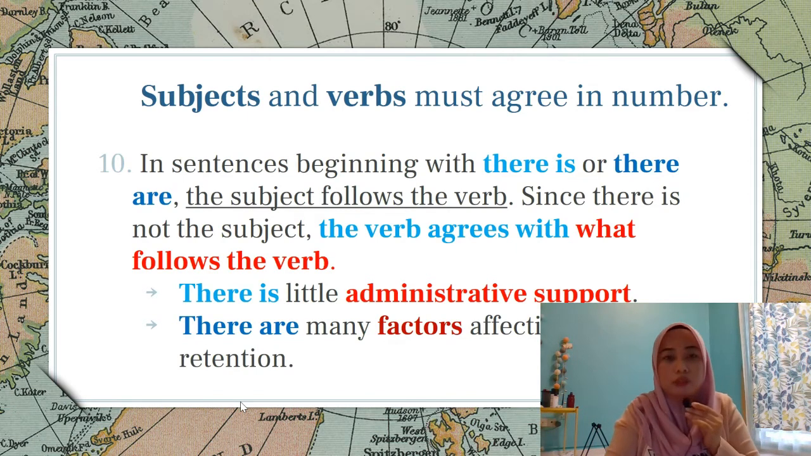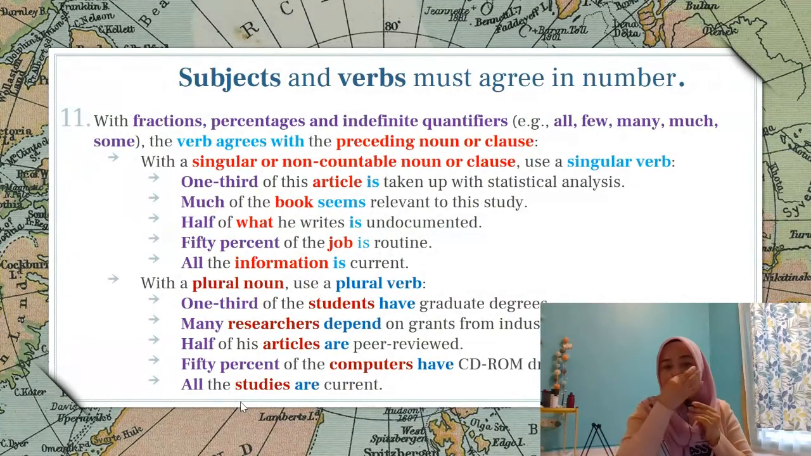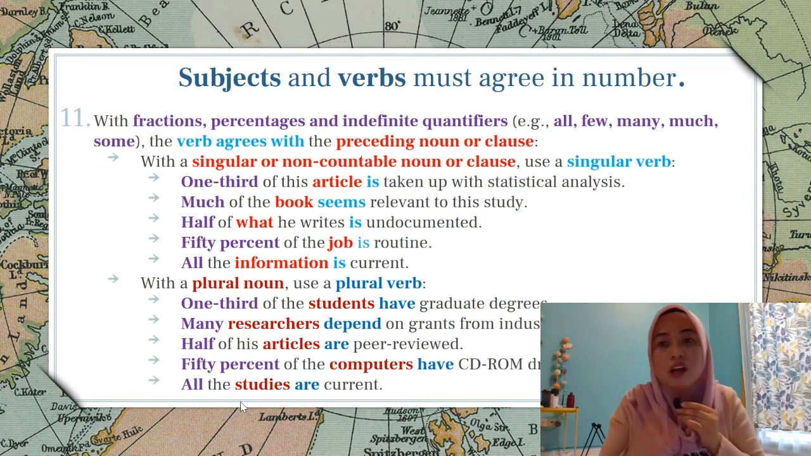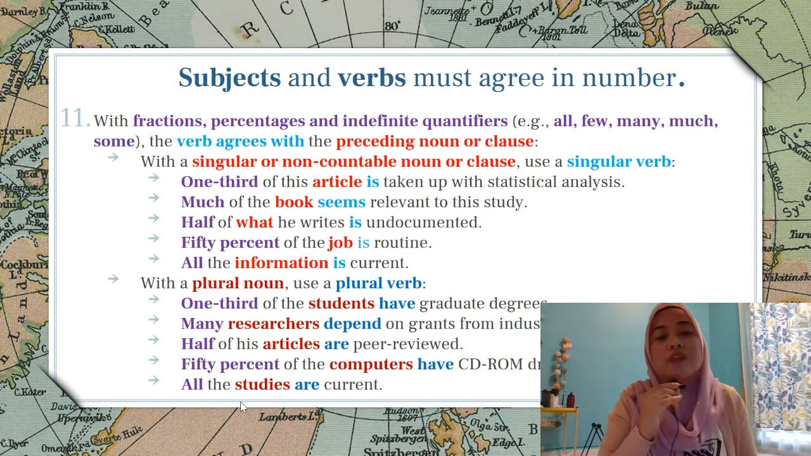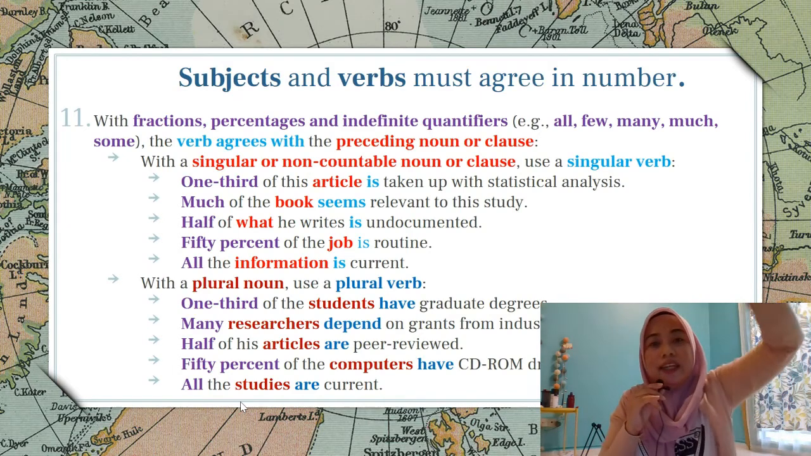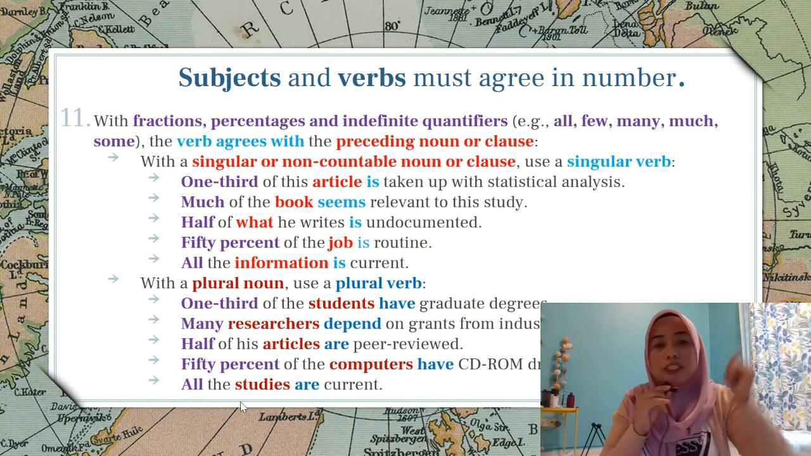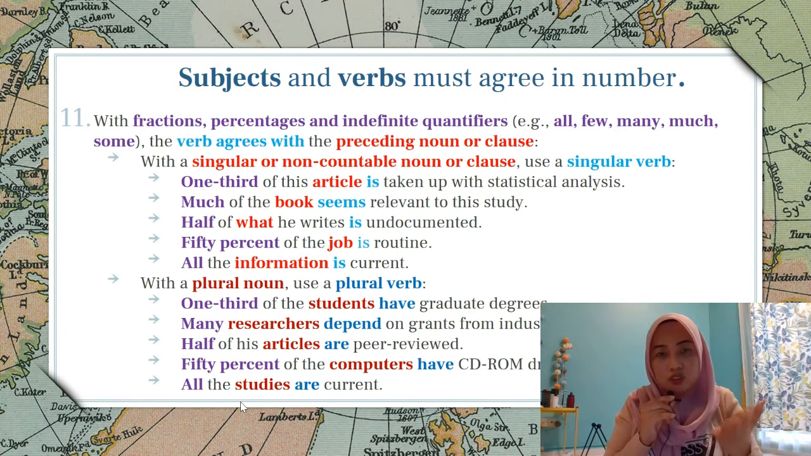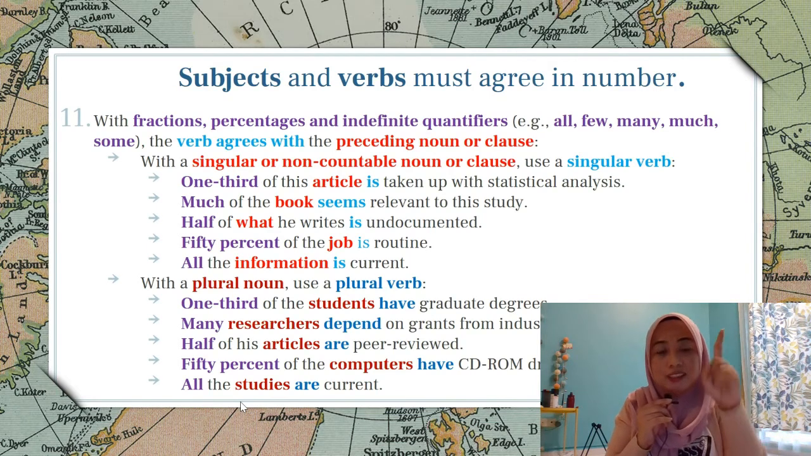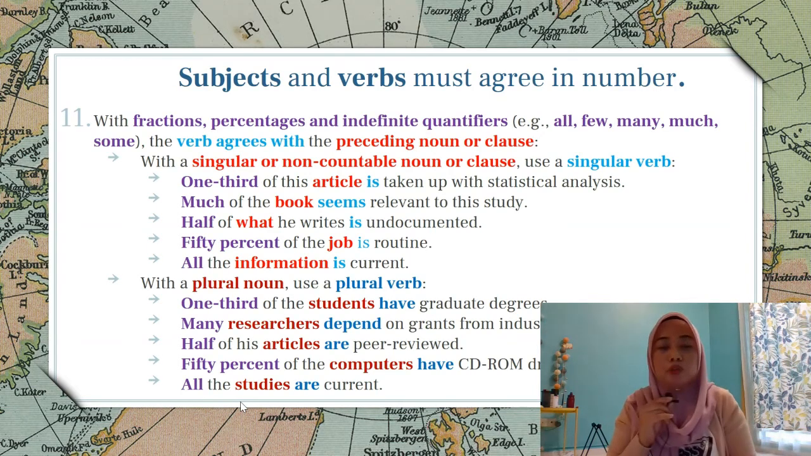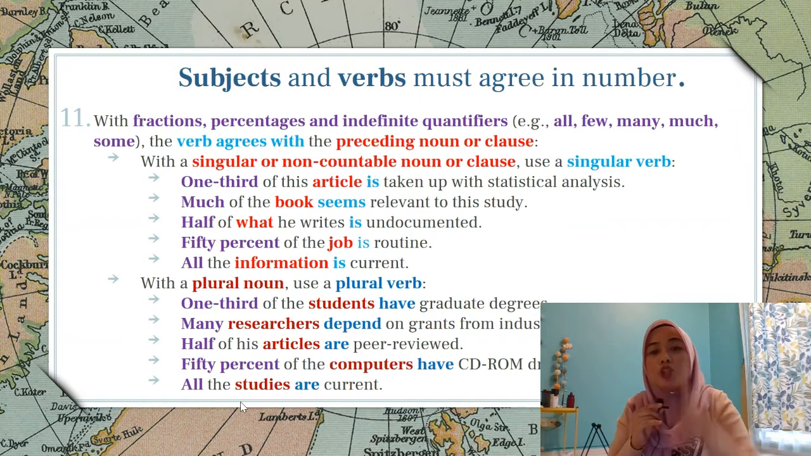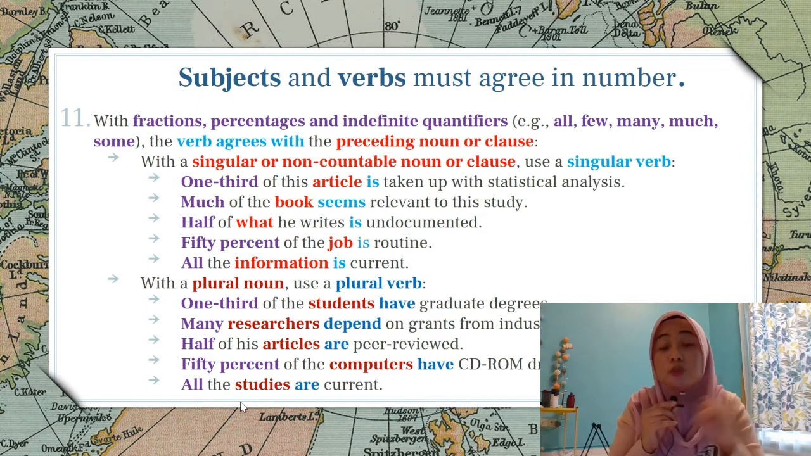All right. So rule number 11, when you have a fraction, when you have a percentage, when you have quantifiers like all, few, much, some, the verb will agree with the noun that you're referring to. So for example here, the first one, 1/3 of the article. Article is the noun and the noun is singular, hence is taken up to, right? Another example, 50% of the job, one job only, so your verb has to be singular, is routine.